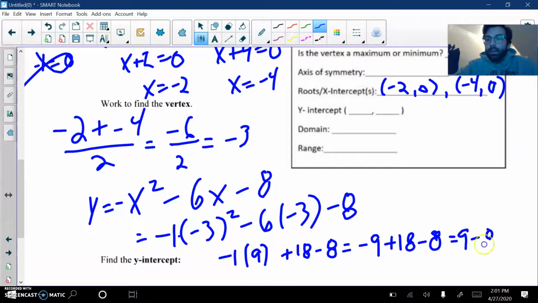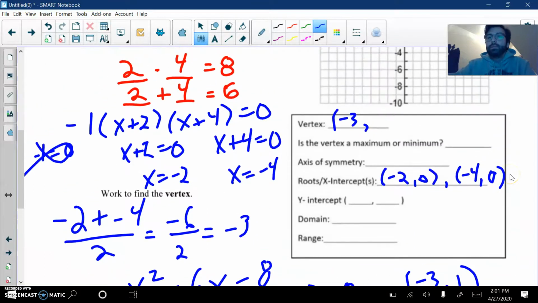9 minus 8 gives me 1. When you plug this in your calculator, be careful that you have the -1 on the outside and make sure you put the -3 in parentheses. My input was -3. My output was 1. Since my output was 1, that's my vertex, negative 3, 1.